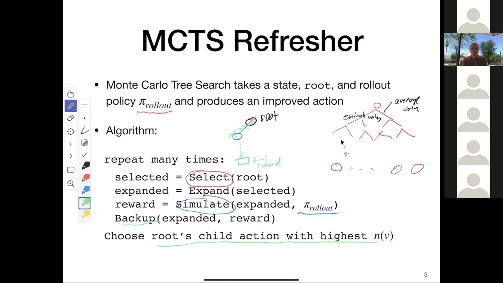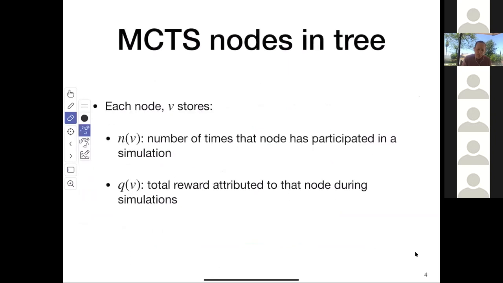Questions on this overall? I'm going to go through each of the select, expand, simulate, and backup with some pseudocode on each one. First off, of course, for each node we're going to store the number of times that we have gone to that node and the total reward. So Q over N.